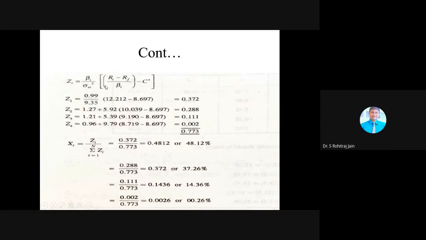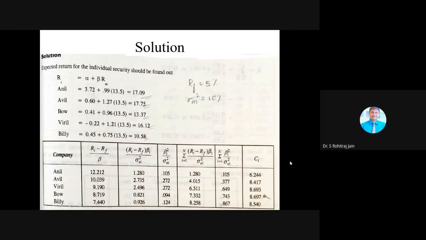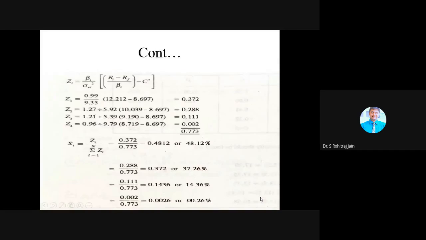Please see the slide here. zi is equal to beta i divided by sigma ei square, into Ri minus Rf divided by beta minus cutoff. This is the value C star, that is the cutoff point. Where have we found this value? Here, 8.697. This is my cutoff value. So I'll be using that in the problem now in order to find Z1. So the first stock I'll take.